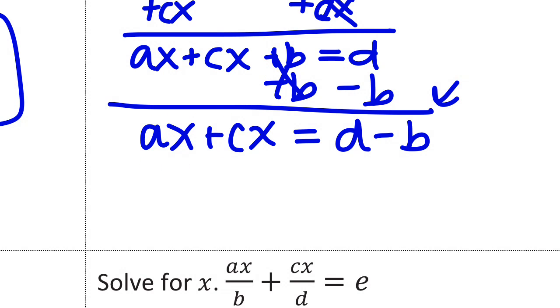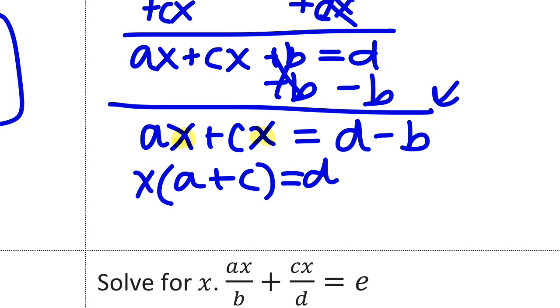But we also learned how to reverse distribute. So since x is in two places, I can take the x out. So I can write this as x times a plus c, because if I were to distribute it back in, I'd still get ax and I'd still get cx. But now it's separated a little bit.